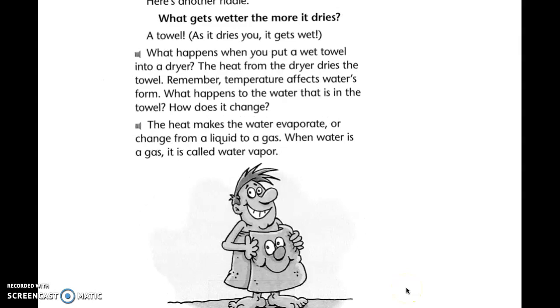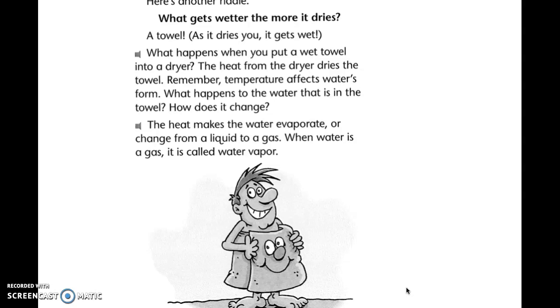Evaporation. Here's another riddle. What gets wetter the more it dries? A towel. As it dries you, it gets wet. What happens when you put a wet towel into a dryer? The heat from the dryer dries the towel. Remember, temperature affects water's form.